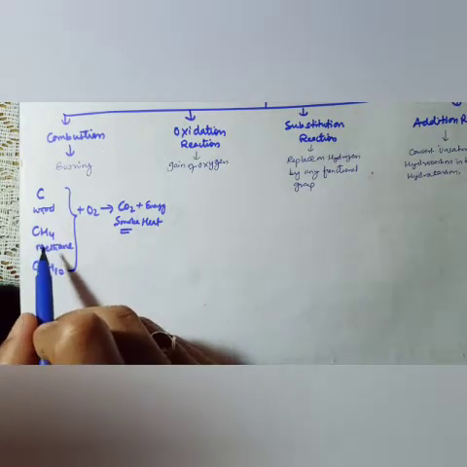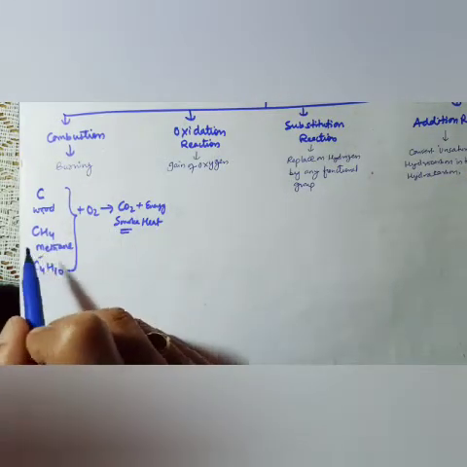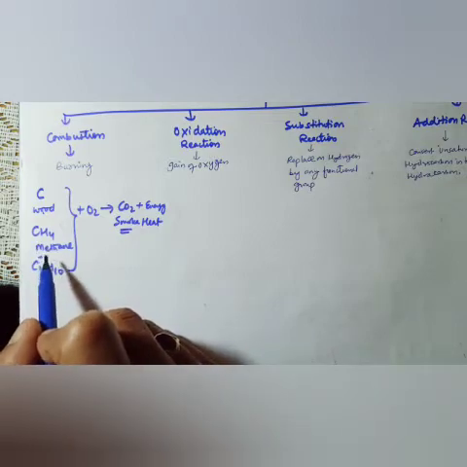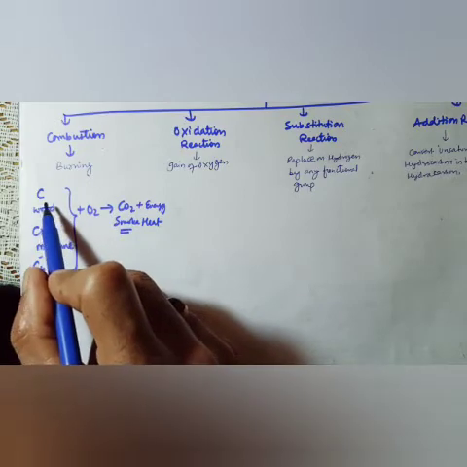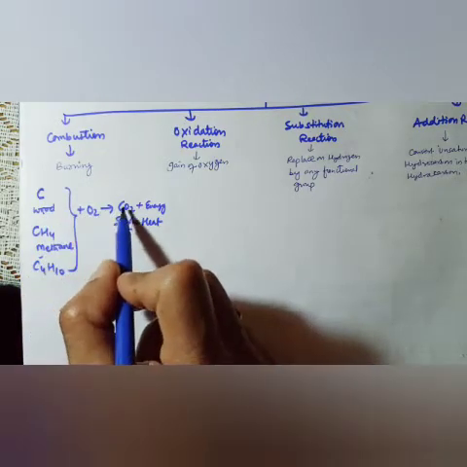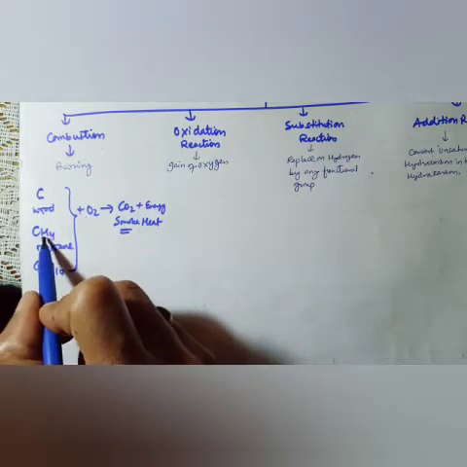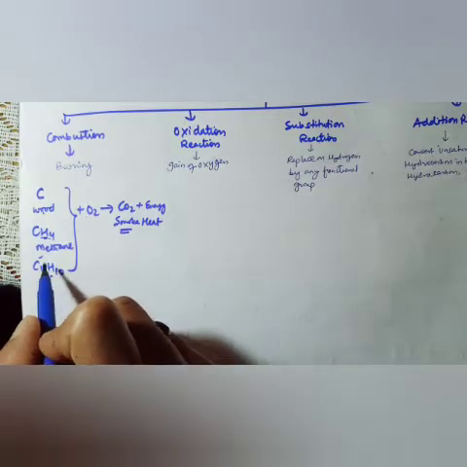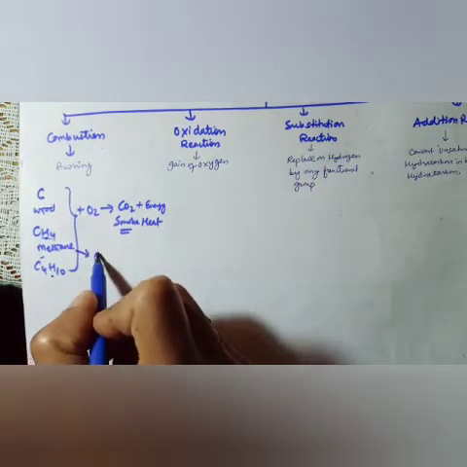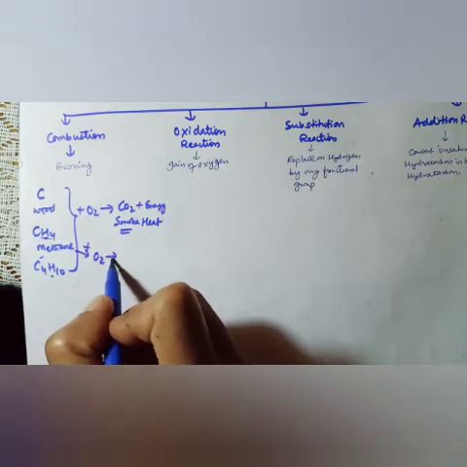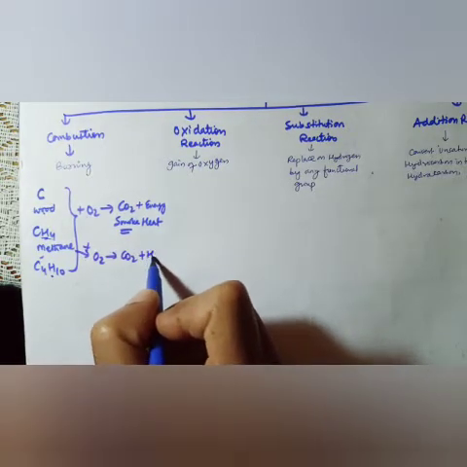Whether you burn wood, kerosene, methane, or any fuel, it will always produce carbon dioxide. Especially with carbon, it produces carbon dioxide and energy. But when we also have hydrogen, we are burning a hydrocarbon. Then when a hydrocarbon burns with oxygen, it will produce CO2 plus H2O.